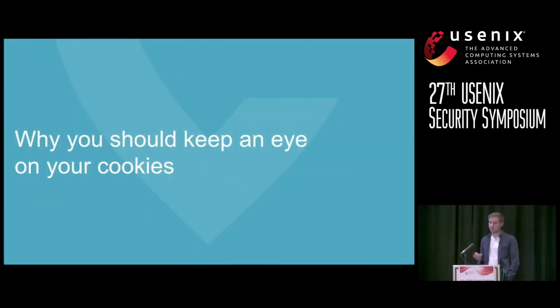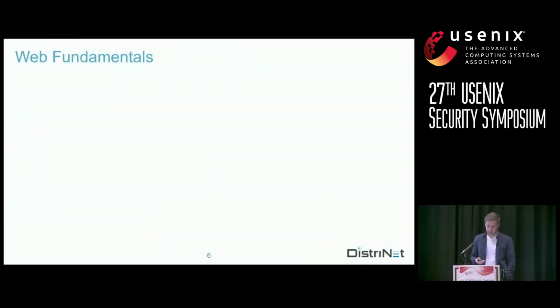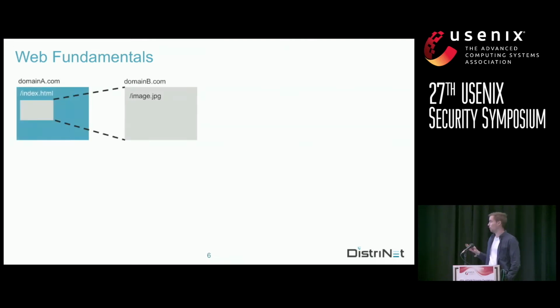So why should you keep an eye on your cookies? Let's start with some web fundamentals. One important aspect of the web is the way in which we can include resources from other domains. So for example, when we have a domain A, which hosts an index page, and in this index page we want to include an image hosted on domain B. So we can do so by simply referring to this image by placing an HTML image tag.